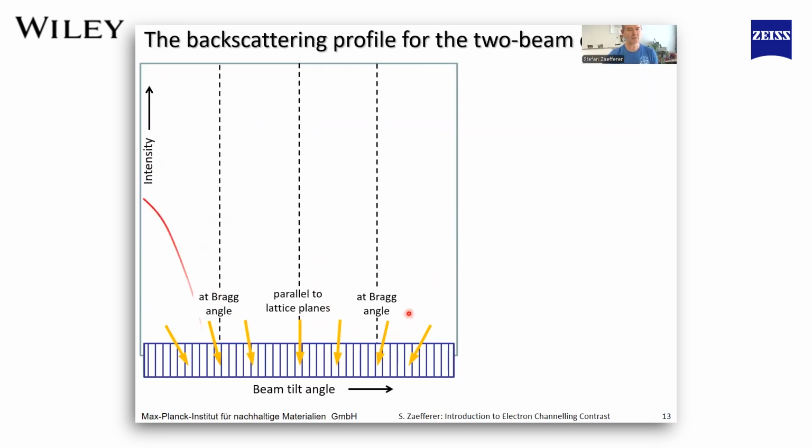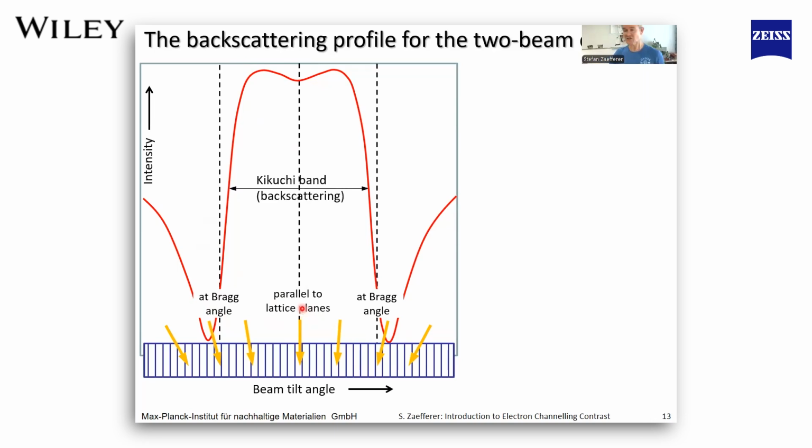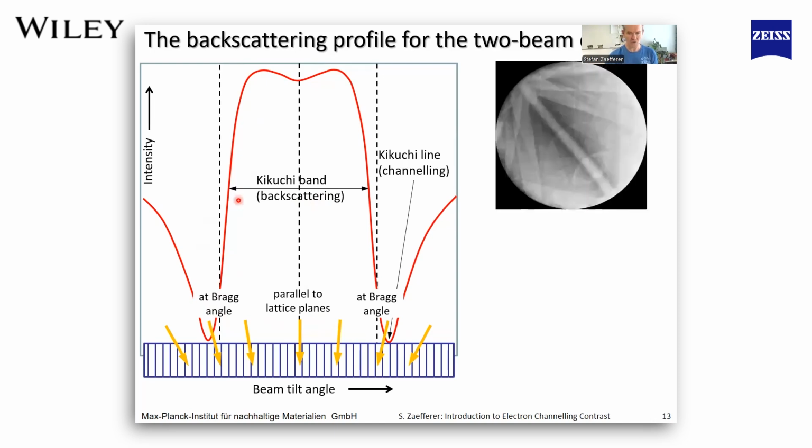And now the intensity behavior is something like that. Actually at the Bragg angle itself, we get very little intensity. That means we are channeling here as well. While if we are parallel to the lattice planes, we actually get a strong backscattering signal. And this is actually known from typical Kikuchi patterns. The center of a Kikuchi band is strongly backscattering, while the Kikuchi lines are showing low contrast.